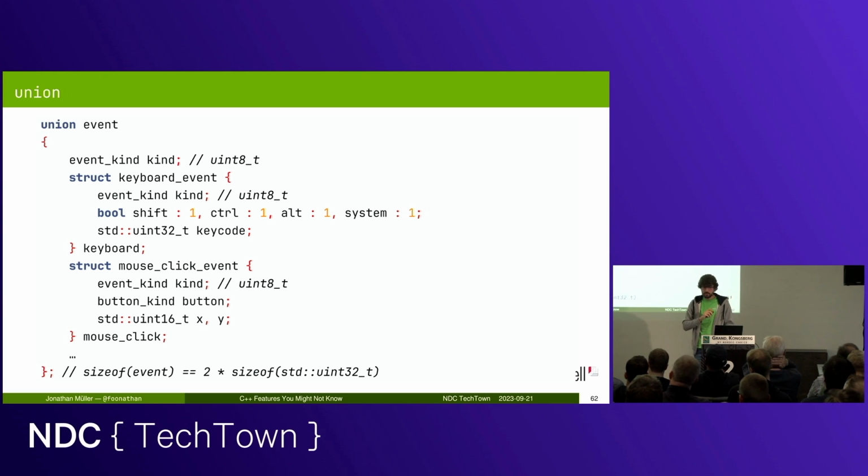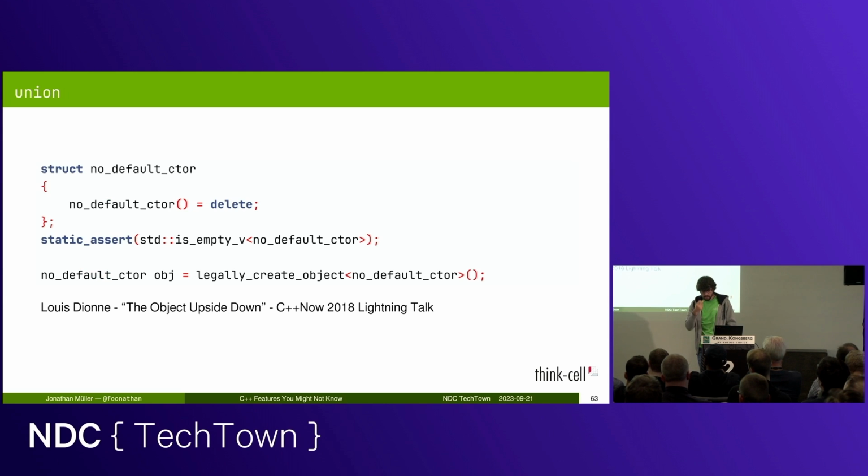This trick can also be used to do something really cool. So we have a type that doesn't have a default constructor. It's an empty type without a default constructor. And then we can write this function legally create object that returns an object of that type. Even though the type doesn't have a default constructor or any other constructor, we are allowed to legally create an object. And this was really useful back in the day, I think before C++20, where captureless lambdas didn't have a default constructor. But they're captureless, so they should have one. So they're empty types, so you can legally create them.